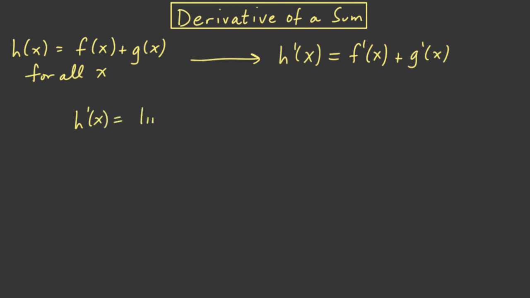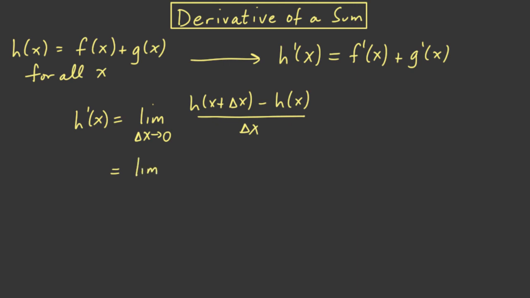x definition. So that's the limit as delta x goes to 0 of h of x plus delta x minus h of x all over delta x. And that's going to be the limit as delta x goes to 0. And now we just use what we know about h. So h of anything is just going to be the sum of the corresponding f and the corresponding g.